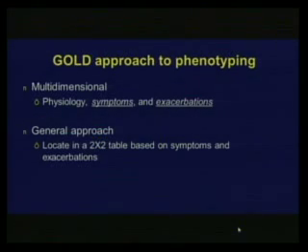Ultimately, what they want you to do is locate the patient in a 2x2 table. It really is predominantly a two-dimensional thing based on their symptoms and exacerbations. And once you know what group they're in, then the GOLD criteria will tell you how you ought to treat them.